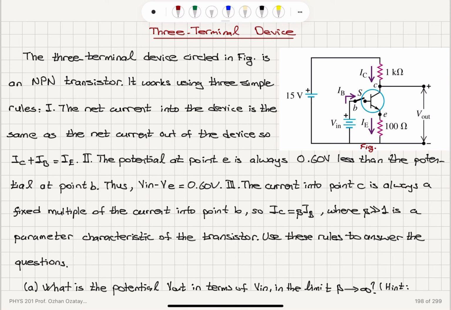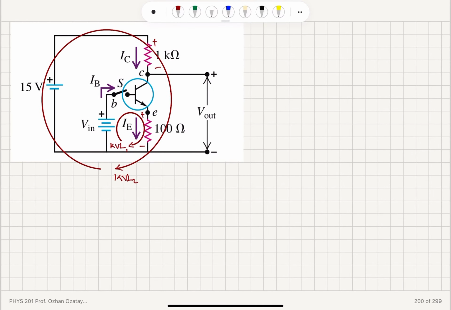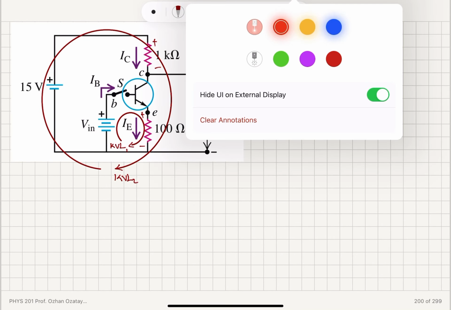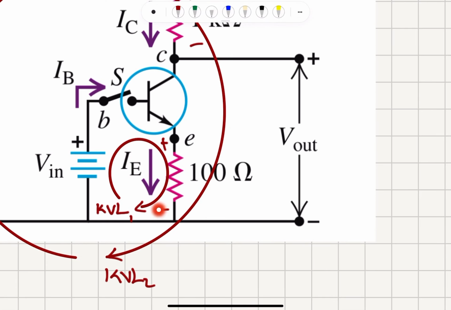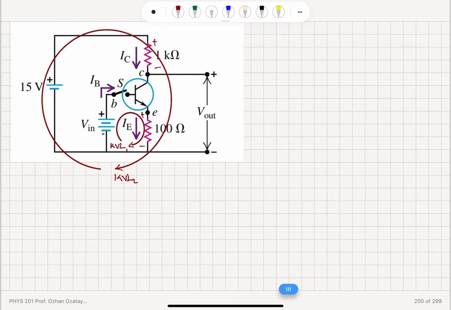I'm going to start with a Kirchhoff voltage law, KVL1, for this loop here. And you can see that I have this emitter current flowing through this. So this is minus 100 times IE minus V in, because I'm encountering the minus terminal here, plus VBE, the potential of B with respect to E, which is 0.6 volts. This should add up to 0.